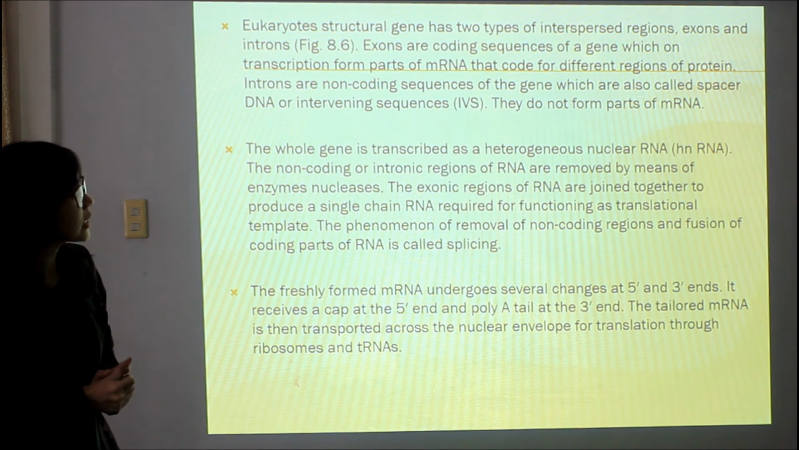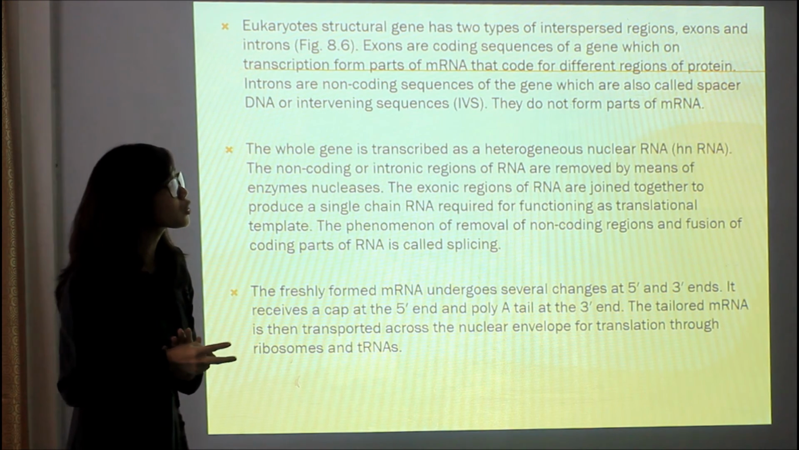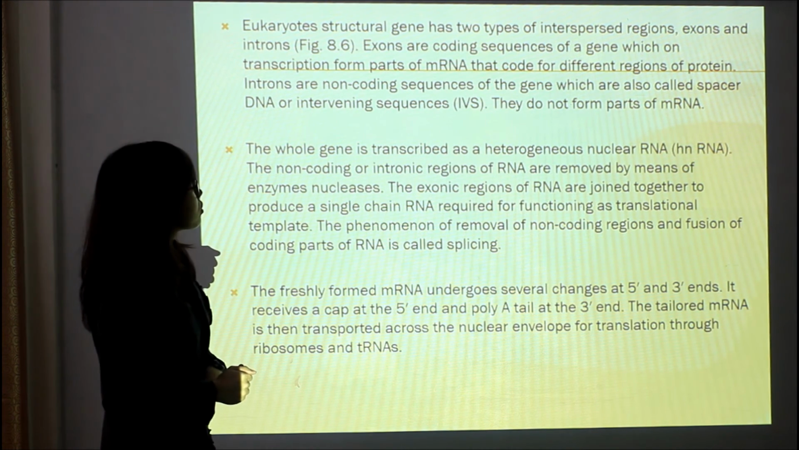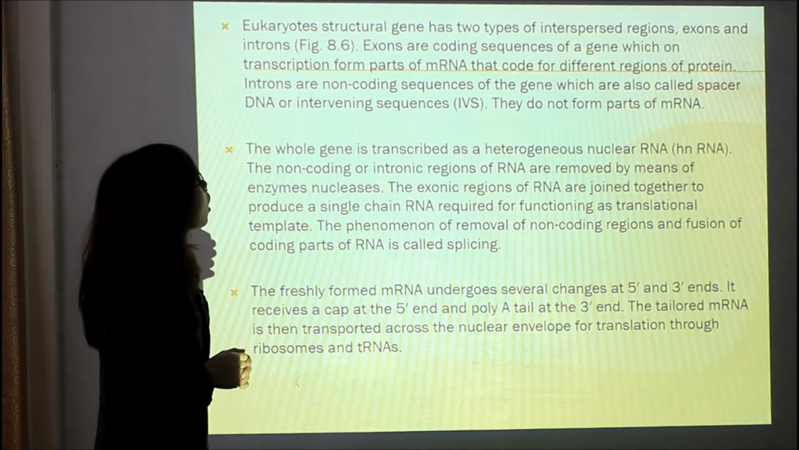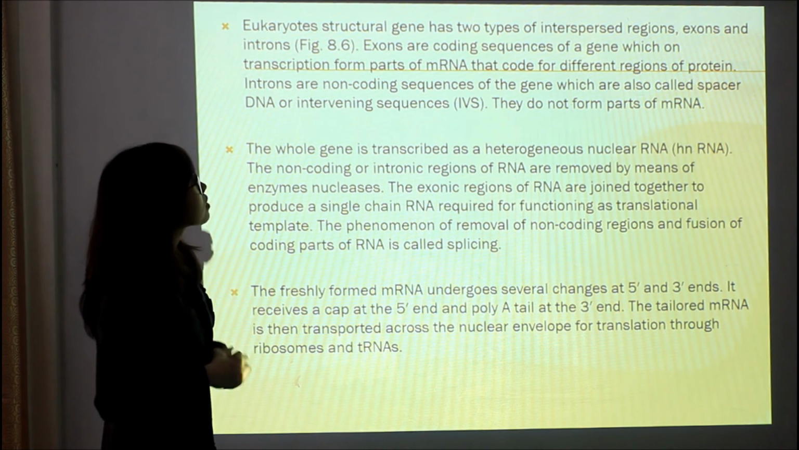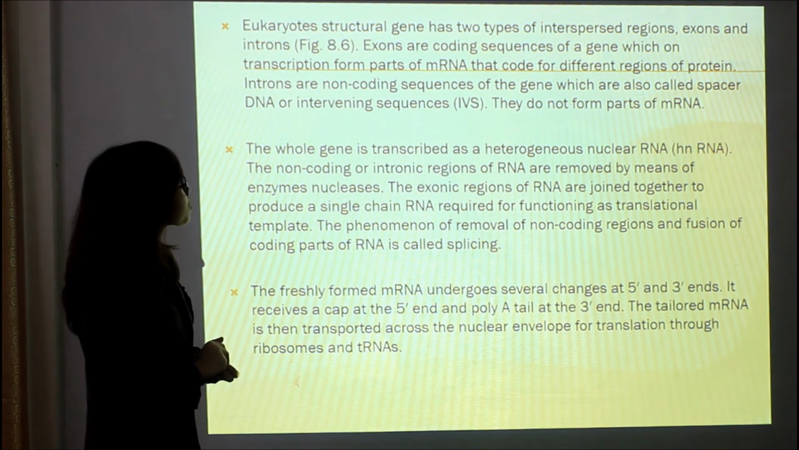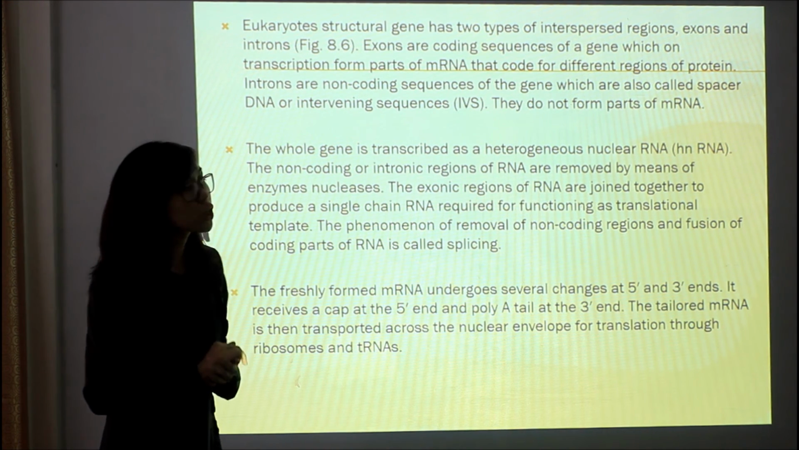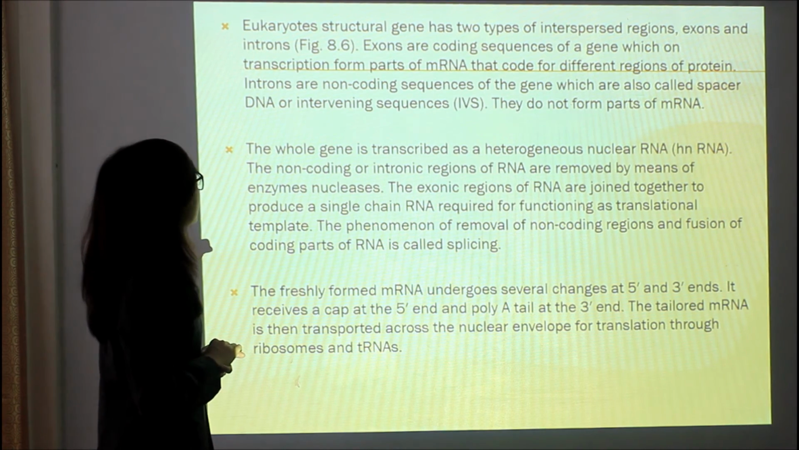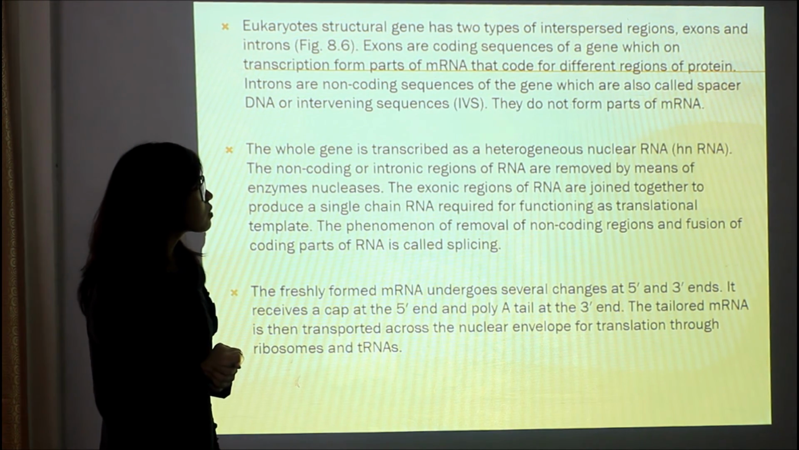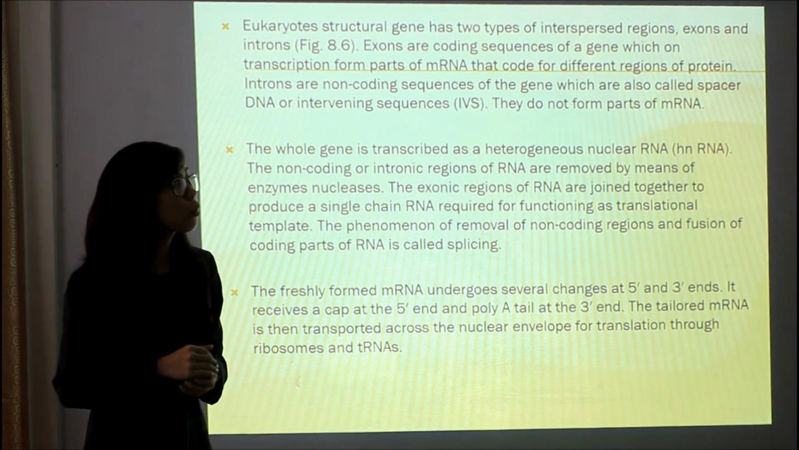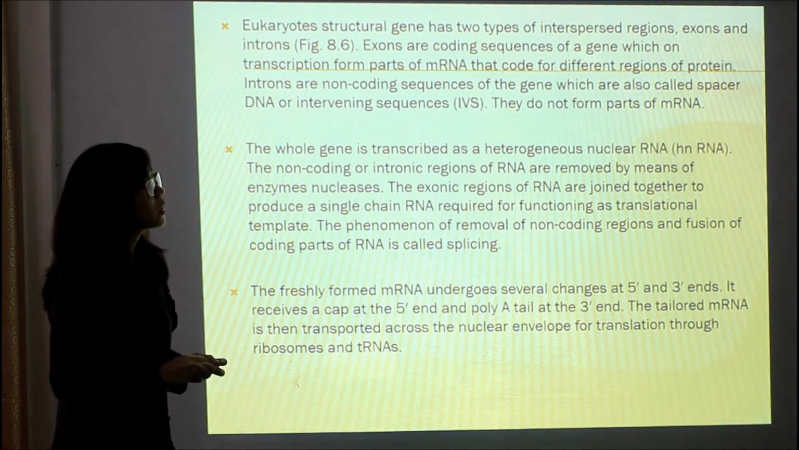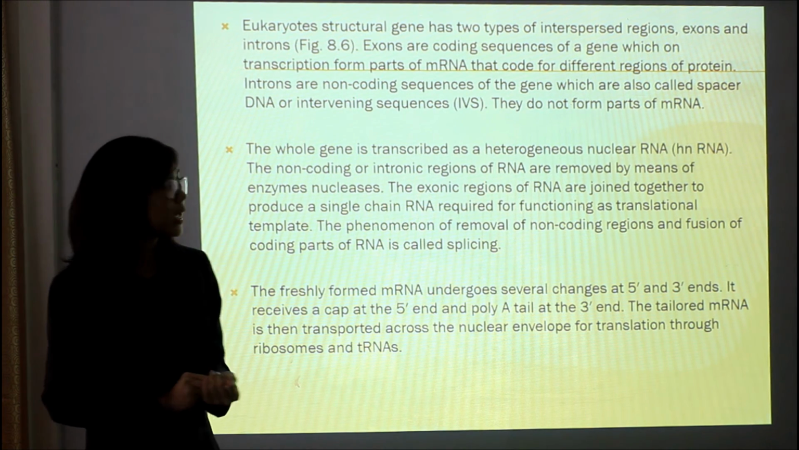A eukaryote structural gene has two types of interspersed regions. They are the exons and introns. Exons are coding sequences of a gene which on transcription form parts of mRNA that code for different regions of protein. Introns are non-coding sequences of the gene, also called spacer DNA or intervening sequences, so they do not form parts of RNA.